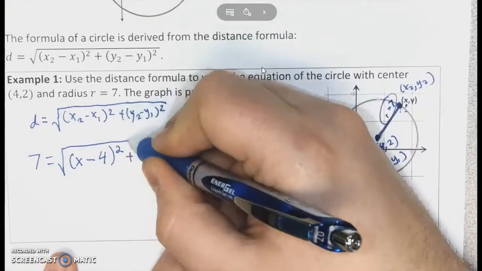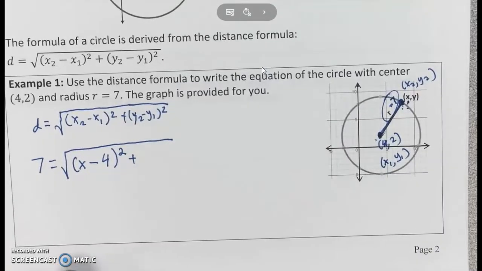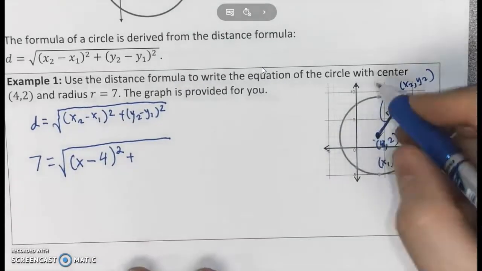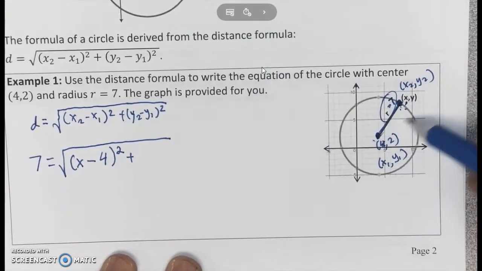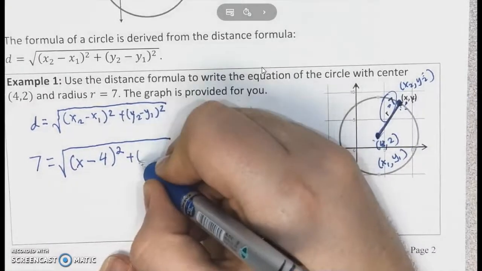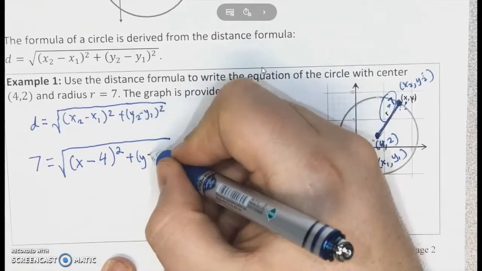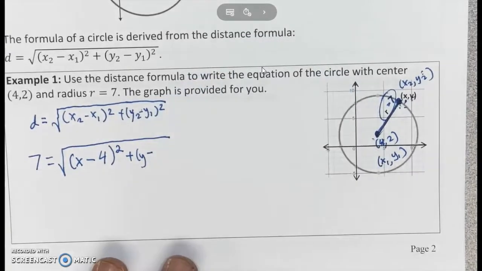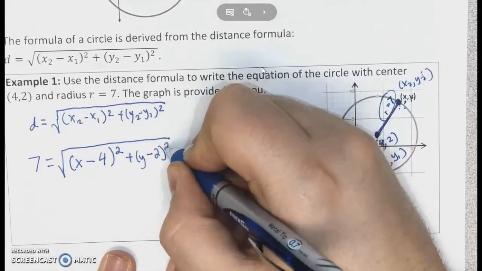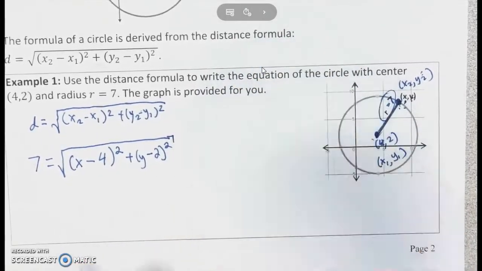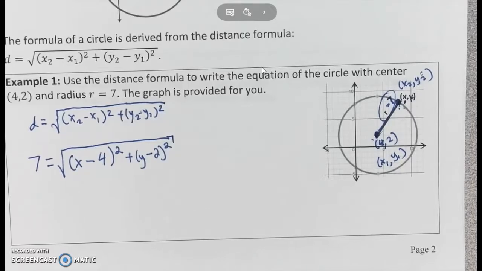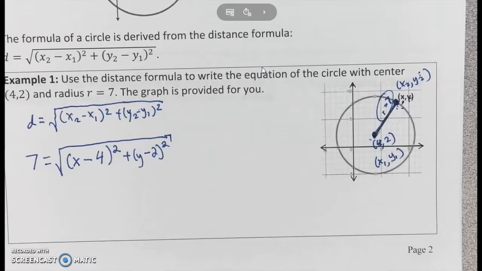Plus, just copying down the plus sign from the distance formula, y2, which we know based on our graph of the circle, y2 is corresponding with y. And then just bringing down the minus from the parentheses above, y1 we said was 2. So that's quantity squared as well. So we have the square root of x minus 4 quantity squared plus y minus 2 quantity squared. So we have all that under the square root, and that equals 7.